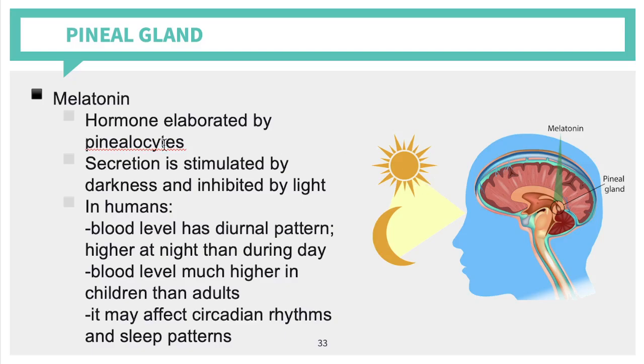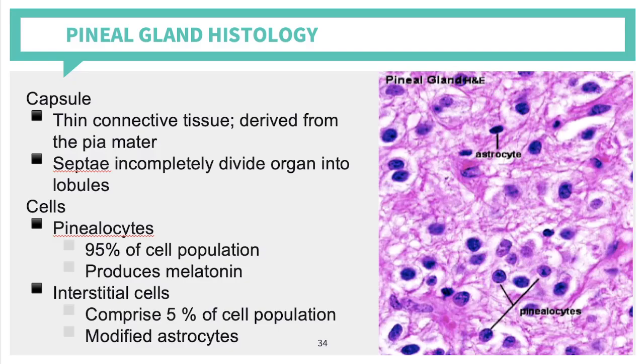That's why in humans, blood level has a diurnal pattern. Higher at night than during the day. Blood levels are much higher in children than adults and may affect your circadian rhythms and sleep patterns. Now, let's take a look at the histological aspect of this one.